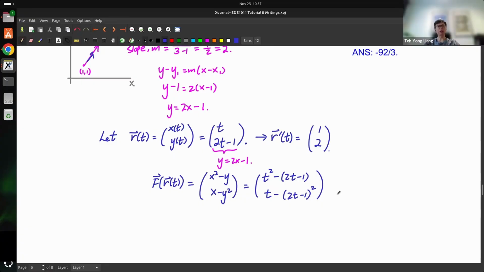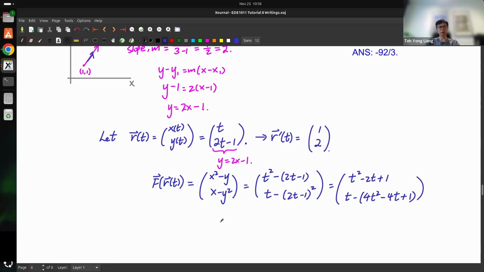So obviously you can probably expand a little bit. This guy will be just t squared minus 2t plus 1, the first row. Then this guy will be what? t minus 4t squared. Let me put a bracket, or else I mess up. t minus 4t squared minus 4t, right? Because it's minus 2t minus 2t. So therefore we have minus 4t and then plus 1.